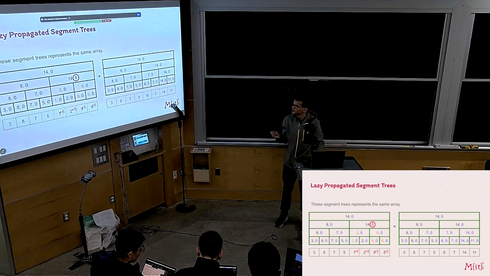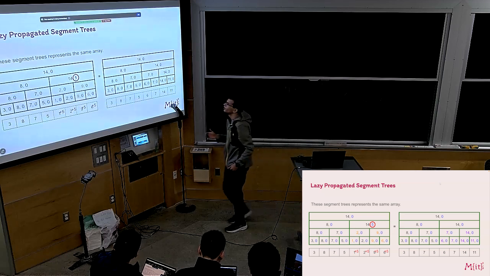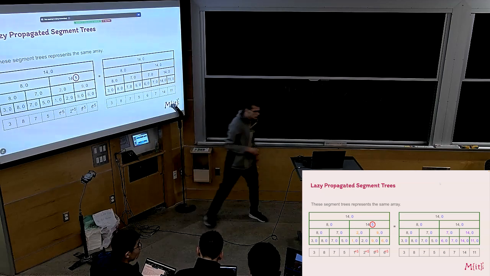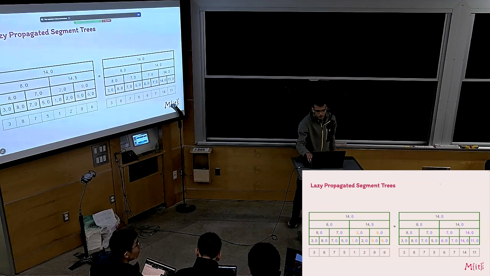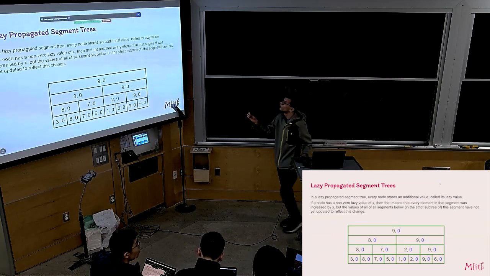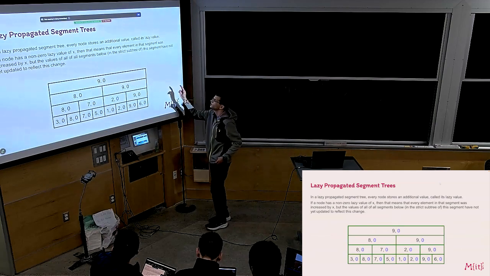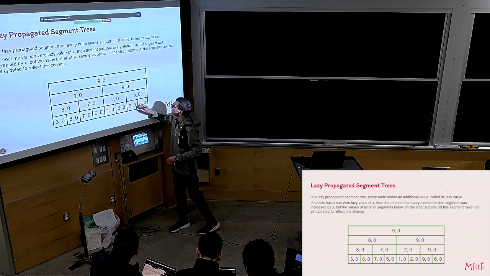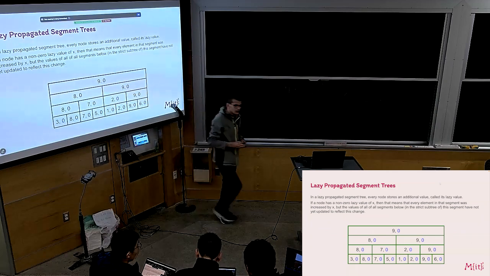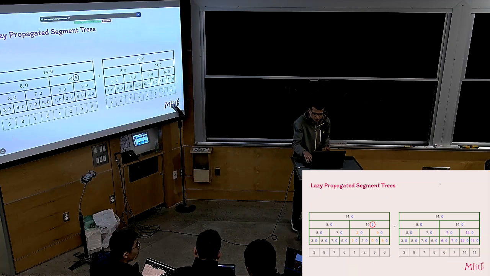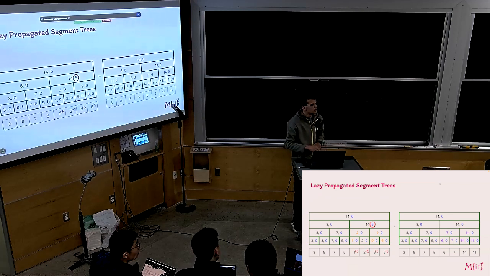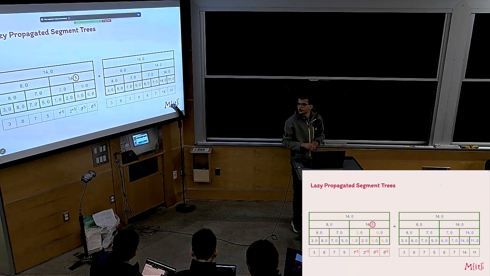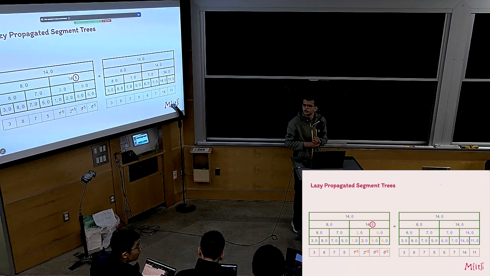And maybe to refine my definition, what the lazy value represents is that everything in the subtree of the node, which is everything below it, has not been updated, but that excludes this node because this node has had its normal value updated as well. Okay, questions? No? Okay.